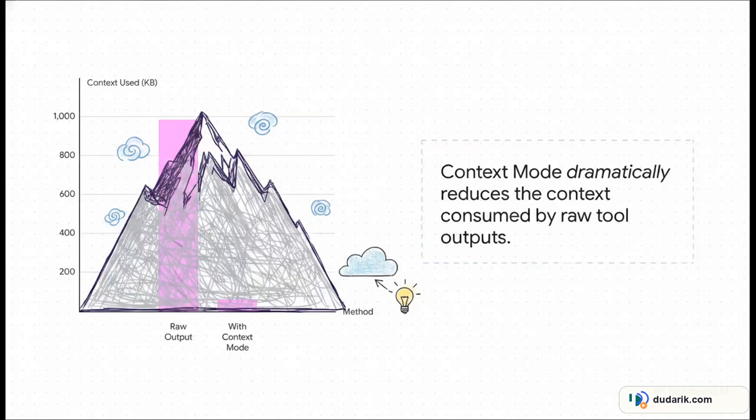And this chart just makes it so obvious. I mean, look at that. On the left, you had this mountain of context being used by just the raw outputs of the tools. And on the right, that tiny little sliver is all that's needed when context mode is managing the session. It is a night and day comparison.